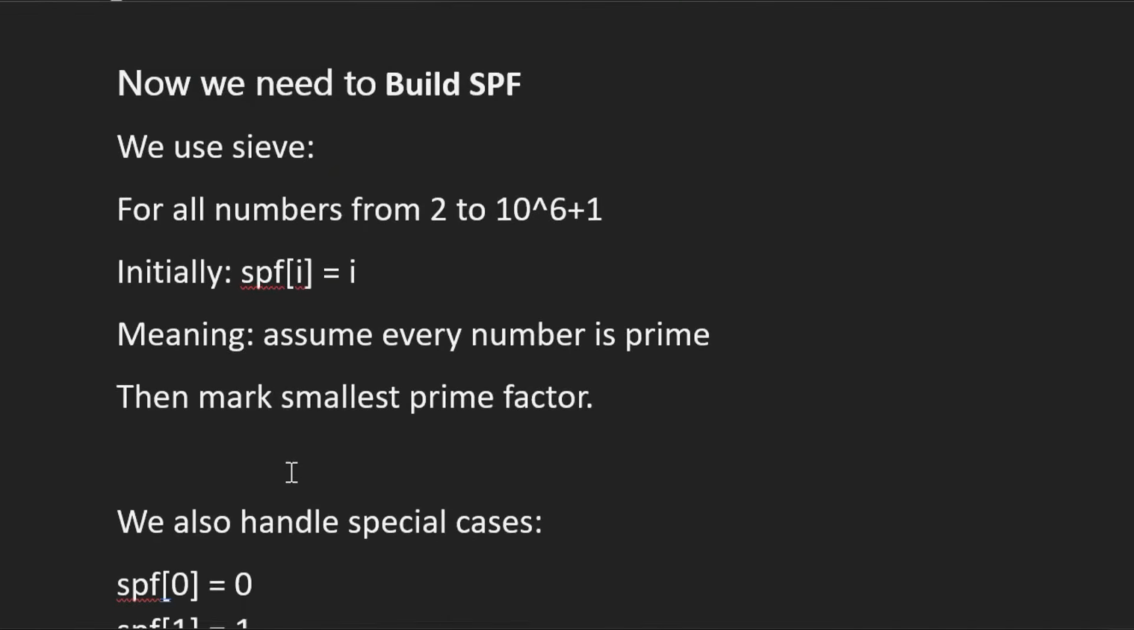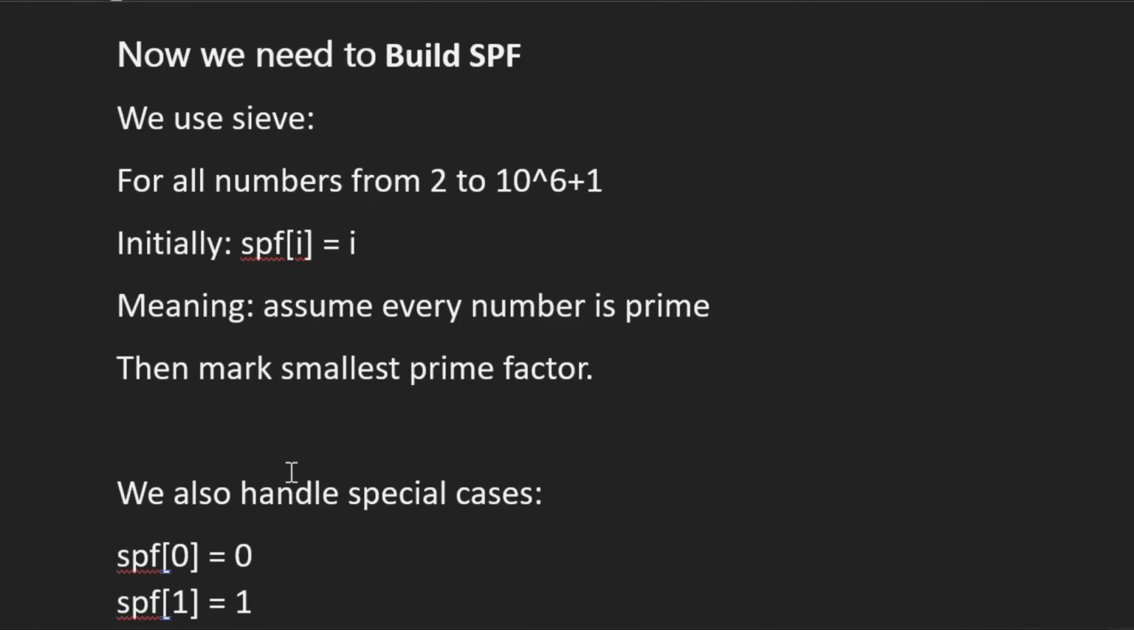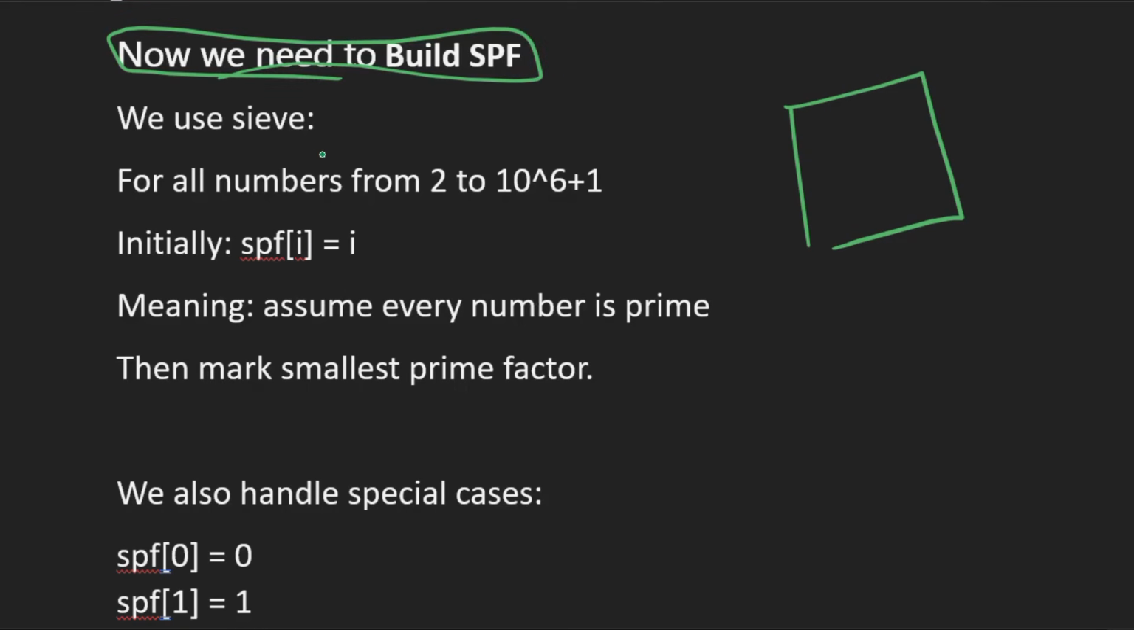So now, after finding the factors of every number, next we see how we will build the SPF, right? How we will be building SPF. So we will be using the sieve method. So for all numbers from 2 to 10^6 + 1, as the maximum range of the element that is given in the question is 10^6. So we will be doing it for 10^6 + 1.